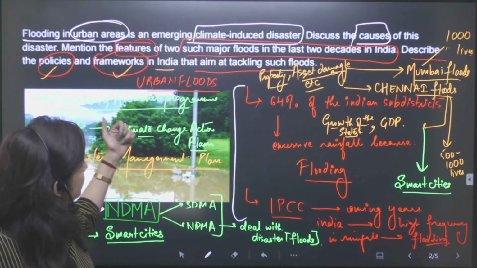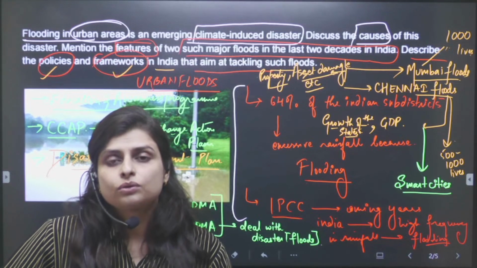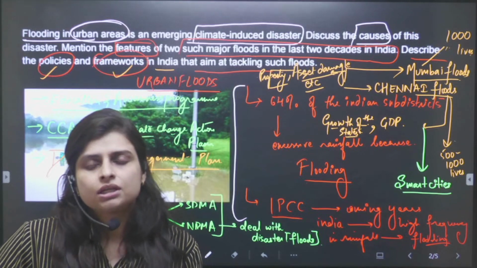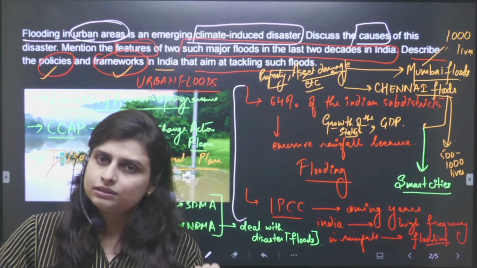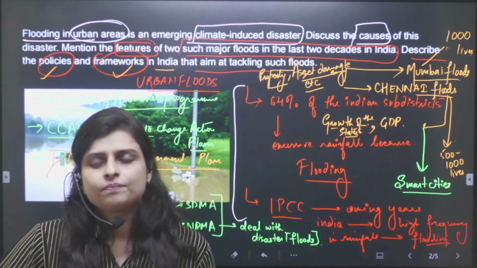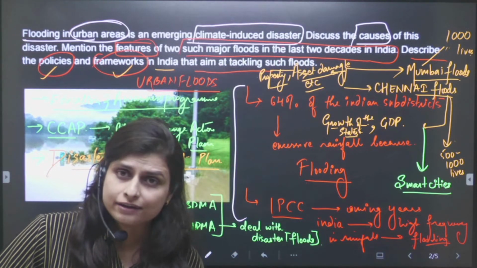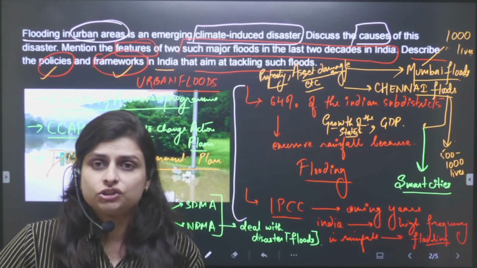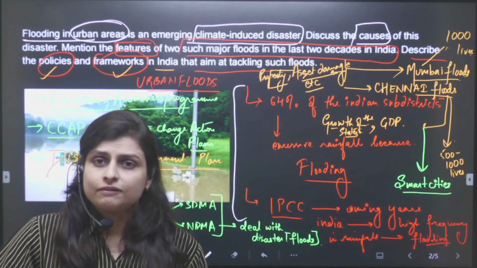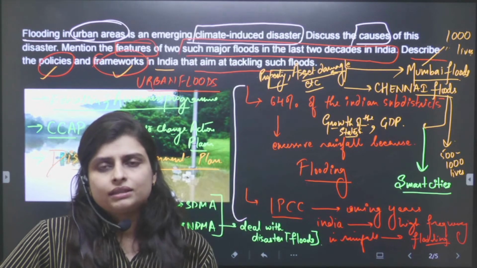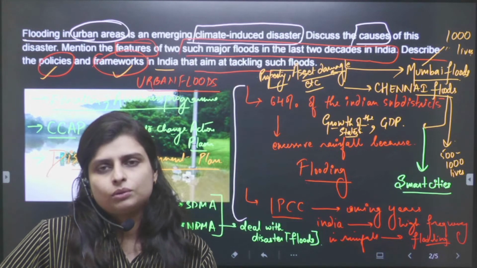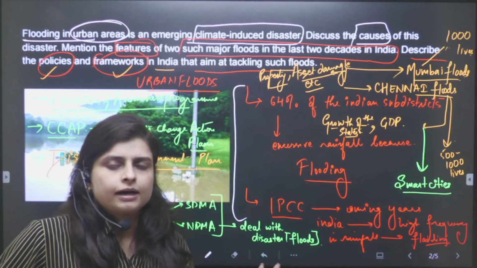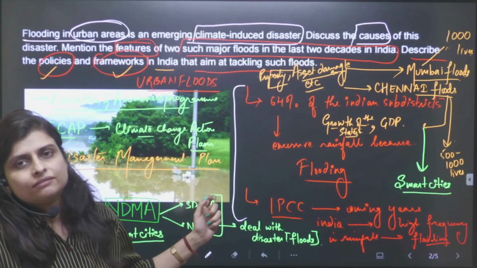Then they asked you: is there any way to get rid of this? Is there any way to check them? Any mitigation, any preventive measures? So yes, we have got NDMA. That means we have the Disaster Management Act also. Then we have the Disaster Management Plan also. Then we have Smart City Missions also. Then we have CCAP, that is the Climate Change Action Plan also. Then we have the Education and Awareness Program also. So all this is dedicated towards encountering the floods, and similarly we'll be able to deal with the other disasters as well.